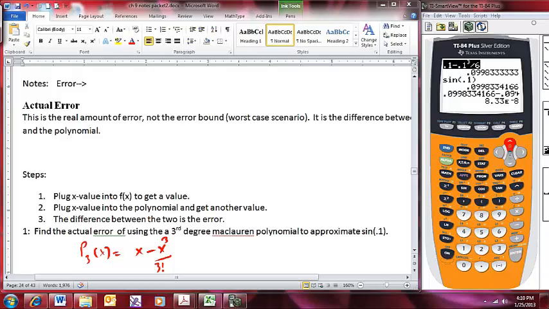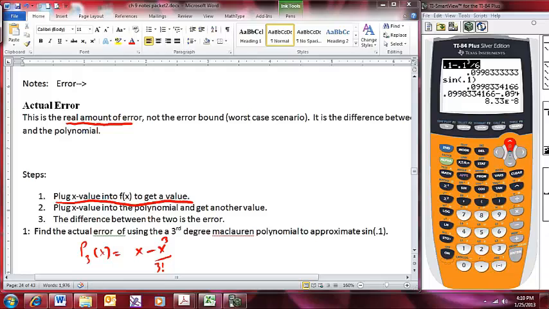There's a couple different types of error that you have to deal with in Taylor polynomials, and they tend to be a little bit of a tricky topic. The easiest one is the actual error, and this is the real amount of error. You take your actual value and subtract the Taylor approximation, and you get how far off the two are.